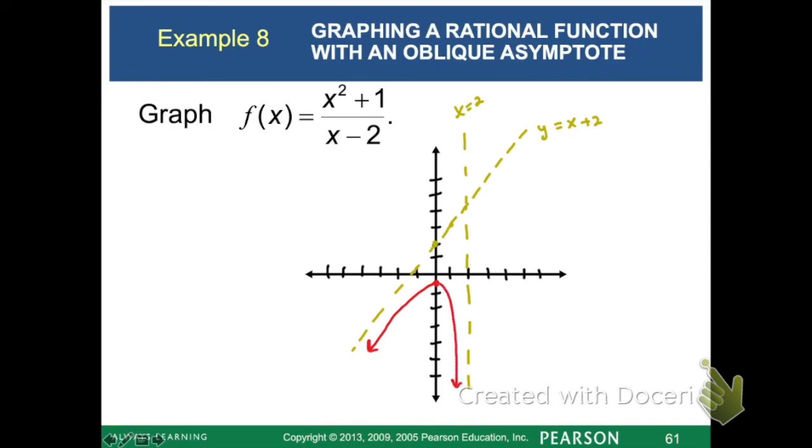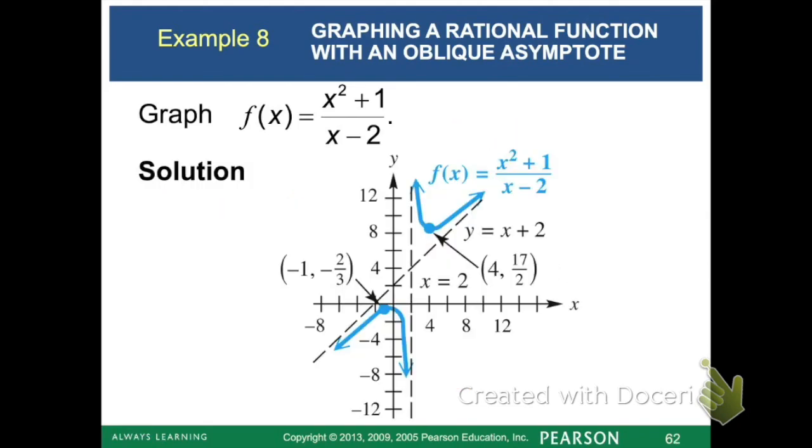Now I need to look at the other side of x equals 2 and see what's going on. I'm going to test the number 4 since it's to the right of 2. When I plug that in, I get out 8.5. Now I know that's going to be above my oblique asymptote, so my graph is going to look like this. So here's what our graph looks like.